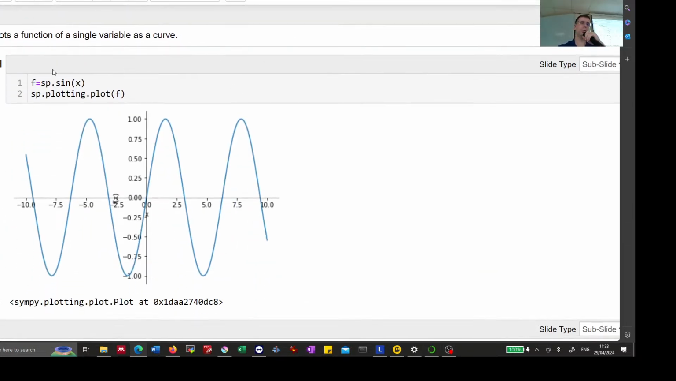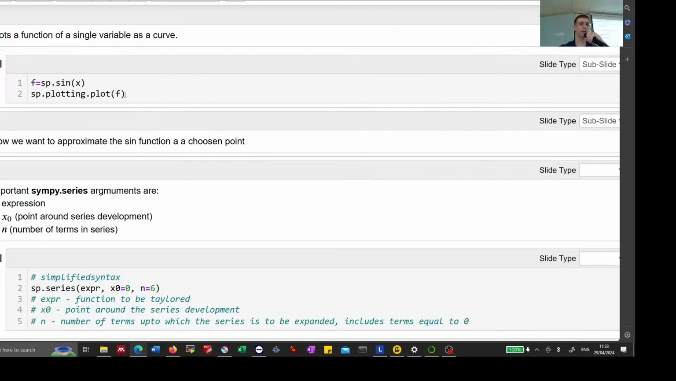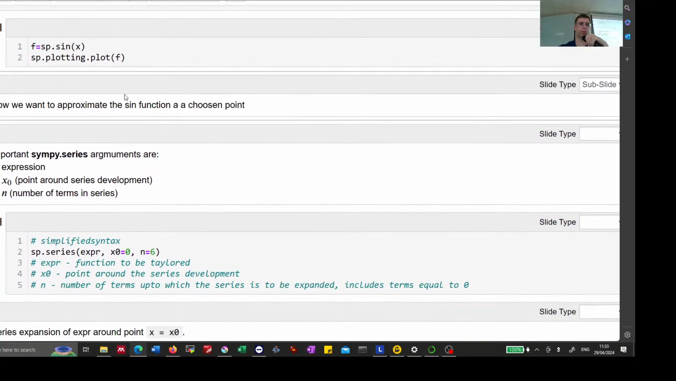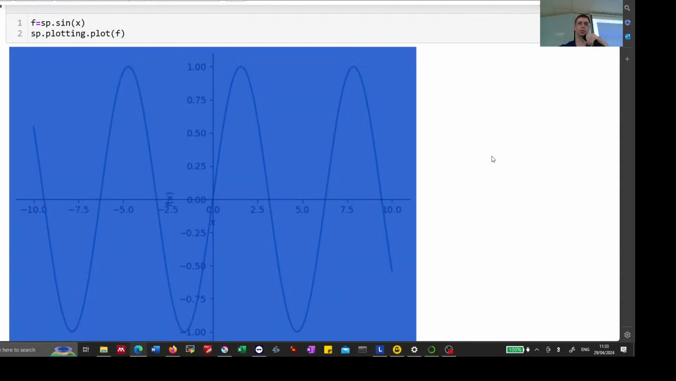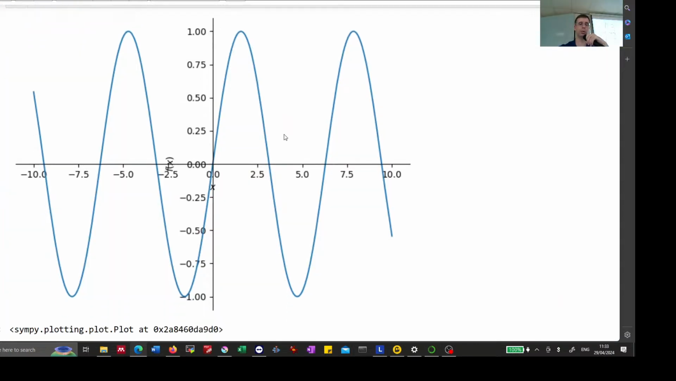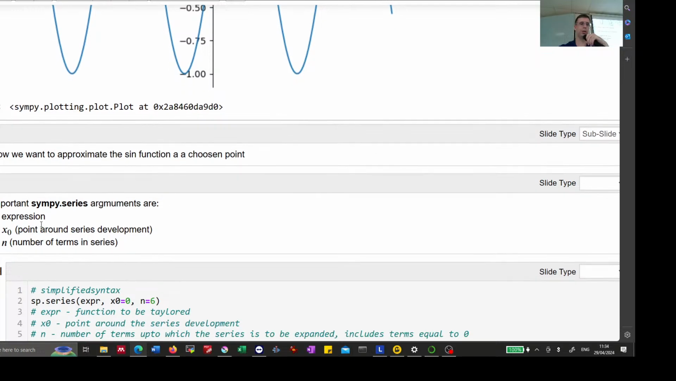So how does the plotting work? Well, define a function, SymPy x. Remember, we don't have specified any values for x. And then we just call SymPy plotting plot. And that's the rest. So we will see the plot in a few seconds. Meanwhile, we go to the SymPy series. Here's the plot.